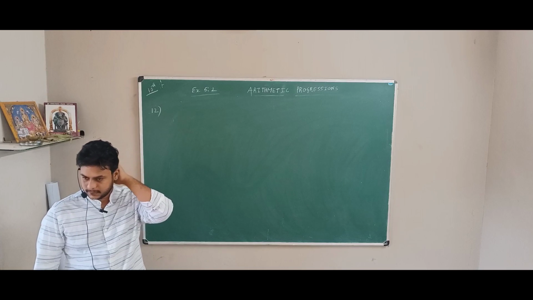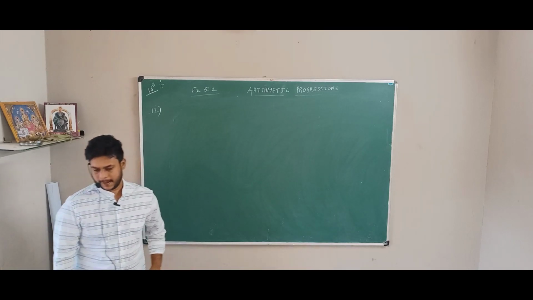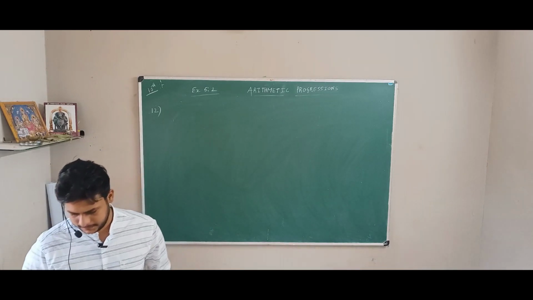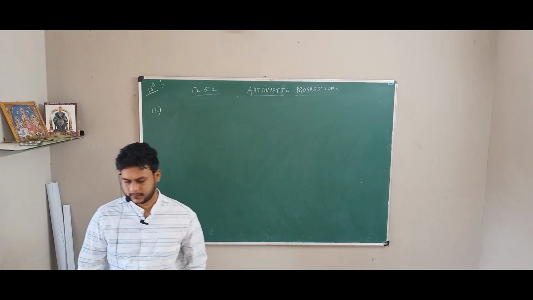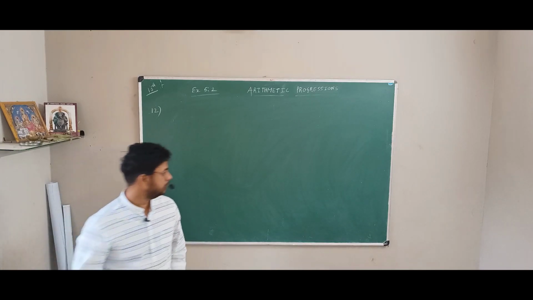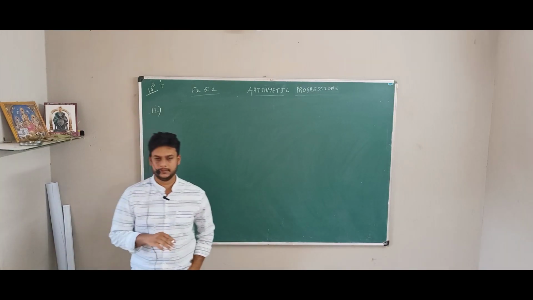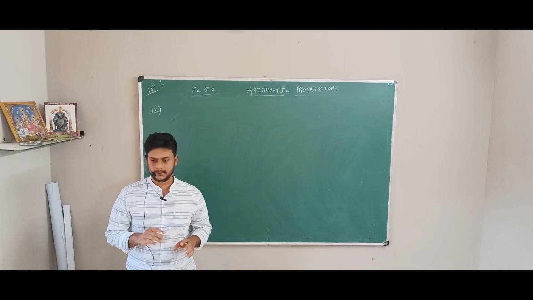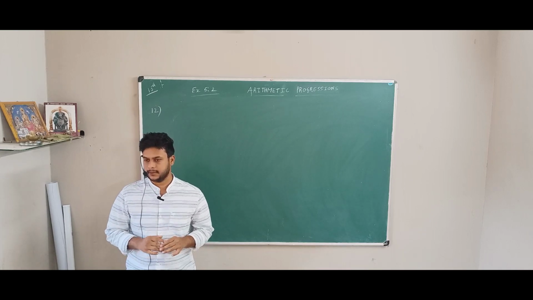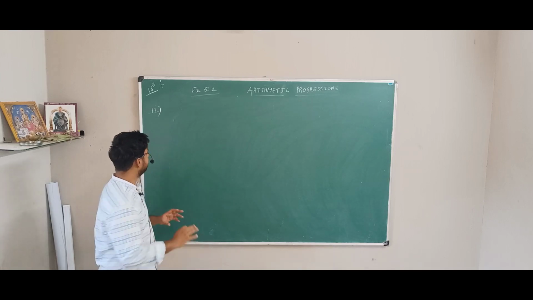Okay, read the question. Two APs have the same common difference. The difference between their 100th terms is given; what is the difference between their 1000th terms? From now onwards, we will get different sums. Whatever we did till now is totally different from this. These are pure logic sums. There are two implicit sums.